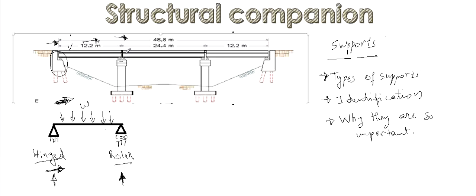If you come to the next part of the bridge, you can notice that here it is blocked, it can't move in the horizontal direction, but here there is a roller support. It means it can move. As you can see, it is a roller support, it can move. So here as well, same thing, it can move. Here it can move in the horizontal direction, but here it cannot move.